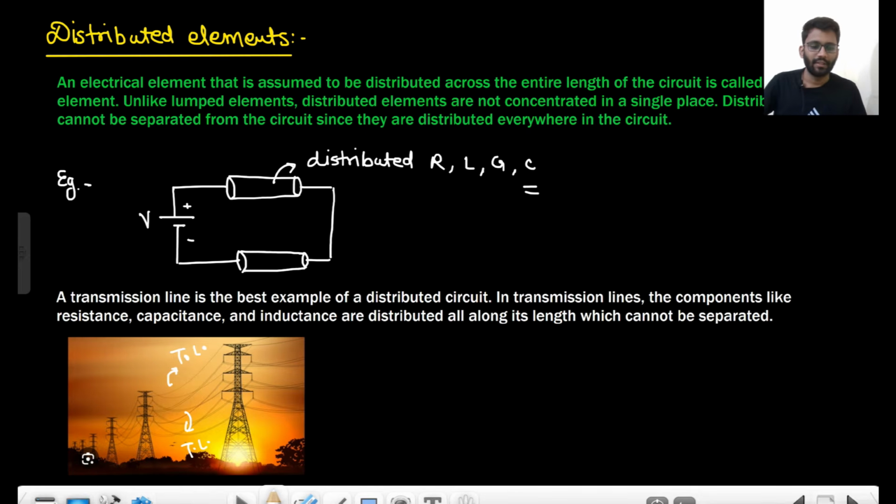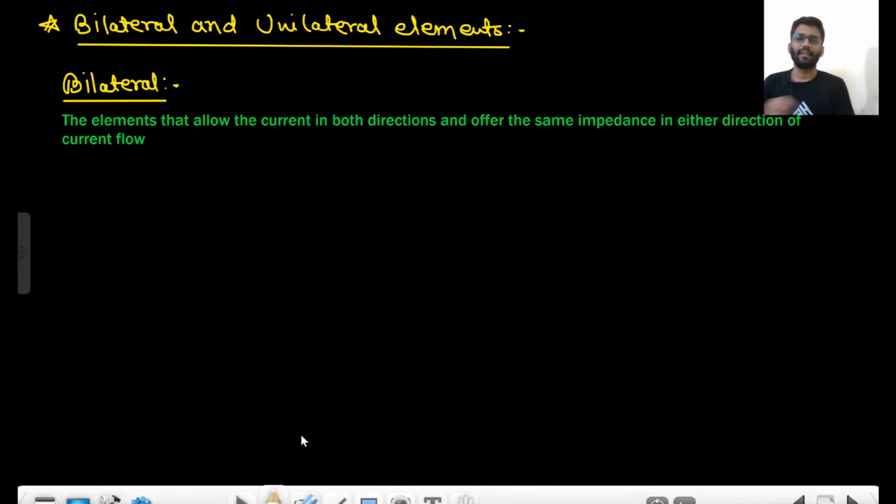Okay, let's move on to the next point, that is unilateral and bilateral. This is also a very interesting classification. So what is known as bilateral elements? Bilateral elements are those which can allow the current in both directions. Let's see some examples. Let's see the example of a resistor. So this is a resistor.